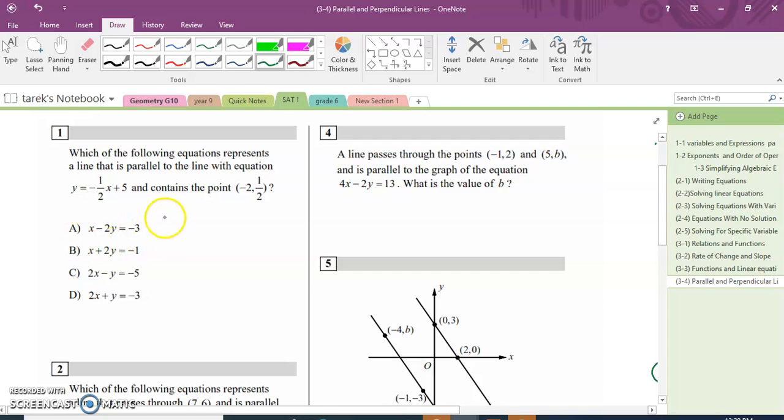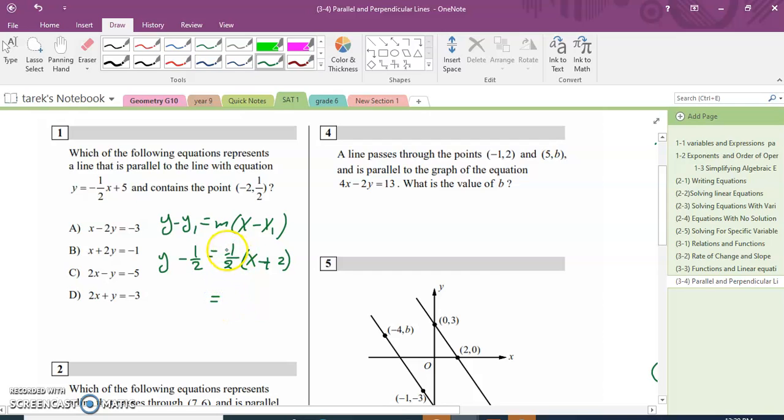Do you remember from the last lesson how we got the equation of a line if you know the point and the slope? Yes, point-slope form: y minus y1 equals m times x minus x1. The slope is the same slope of this line, which is negative half. The x1 and y1 are from this point. So it's y minus y1, which is half, equals negative half times x minus x1, which is plus 2, because negative 2 becomes positive 2.